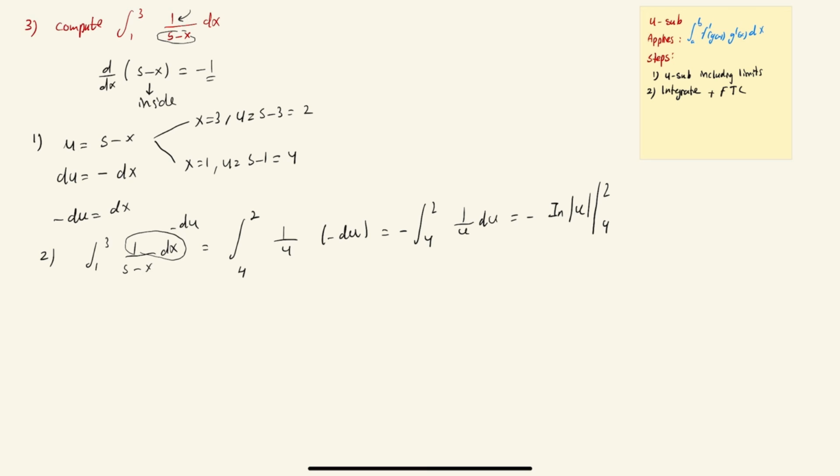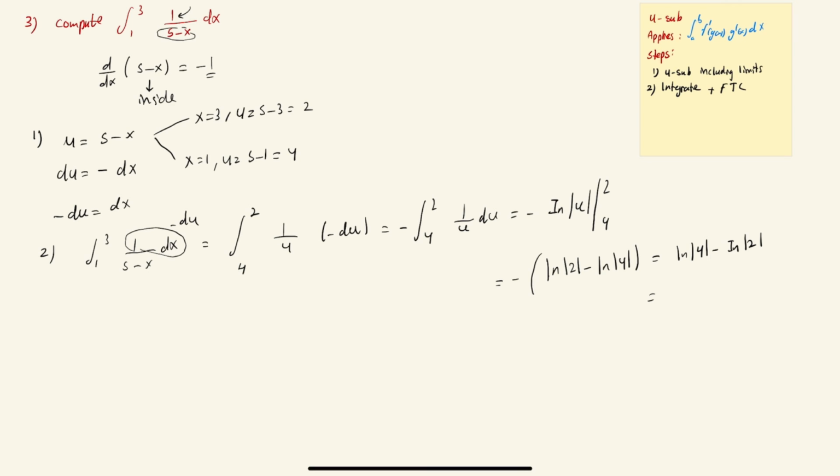This is going to be equal to minus the natural log of the absolute value of 2 minus the natural log of the absolute value of 4. Now I'm going to multiply the minus sign inside the parentheses. That's going to be the natural log of the absolute value of 4 minus the natural log of the absolute value of 2. Now 4 and 2 are positive numbers, so we can get rid of the absolute value. Using the natural log properties, this is equal to the natural log of 4 over 2, and 4 over 2 is just equal to 2.